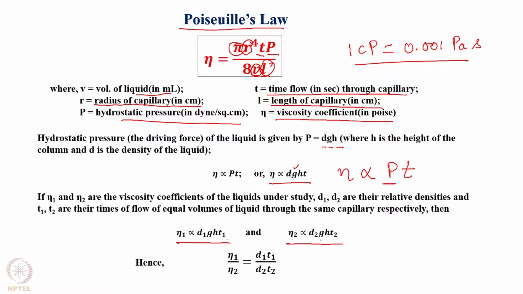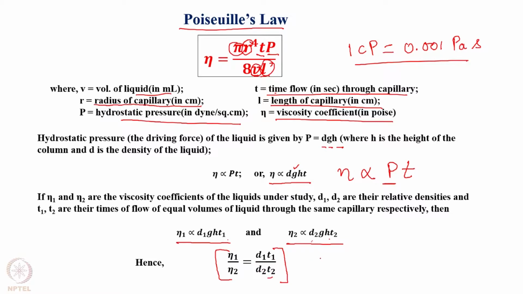Suppose there is another liquid which has a density D2, a time of flow T2, so eta 2 becomes directly proportional to D2, G, H and T2. So now if we divide these two values and take the ratio of eta 1 and eta 2, it becomes directly proportional to D1, T1 divided by D2, T2.